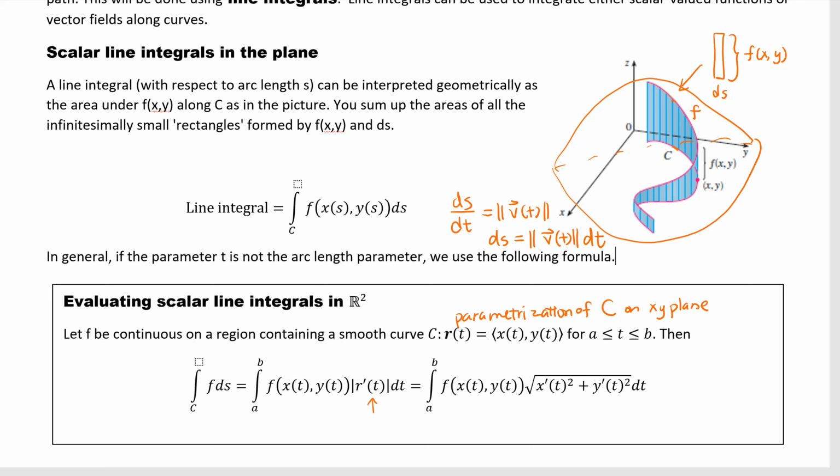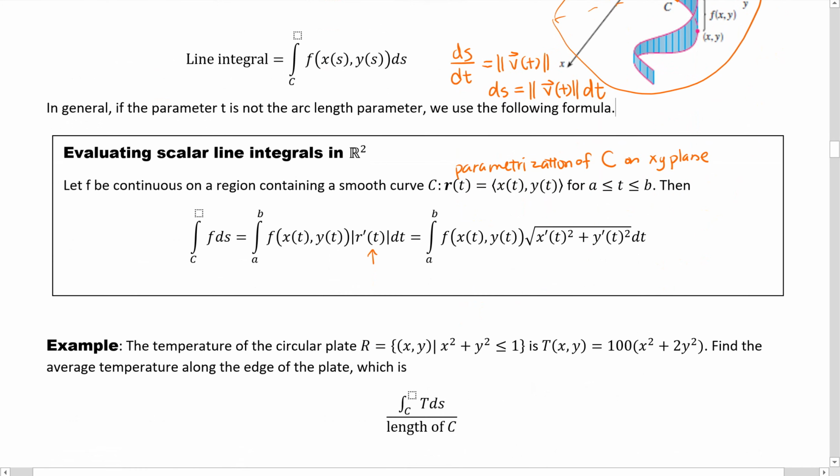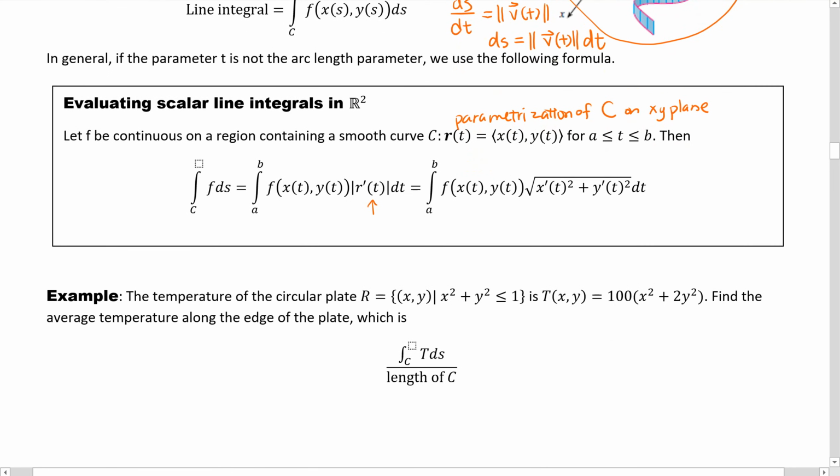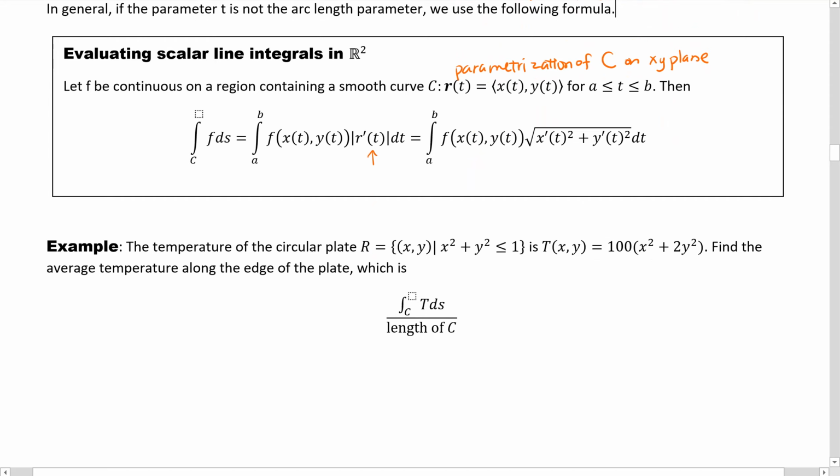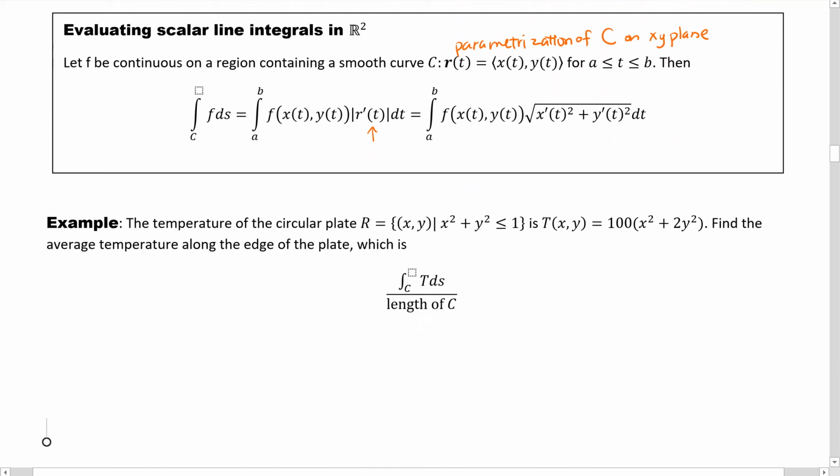Because we're in the xy plane, we have two coordinates, right? So what is the speed? The speed is the square root of x prime squared plus y prime squared. That is the magnitude of the velocity. Okay, let's continue. Some books use a single integral sign for notation, some use a double one. We can use the double one here.